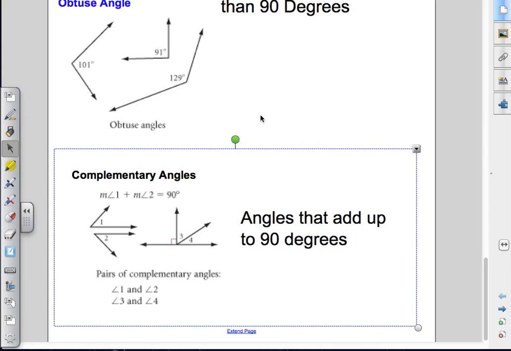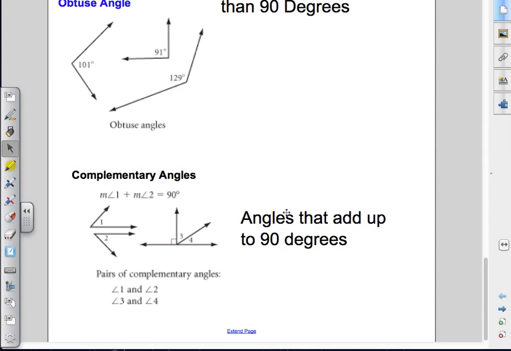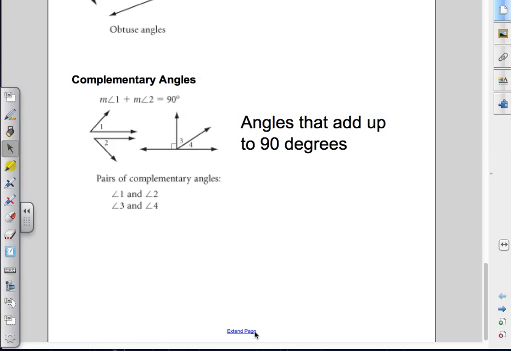The definition of complementary angles: angles that add up to 90 degrees. So if we look here, we have angle 1 and angle 2, and if I add them together, they equal 90 degrees. Notice that the angles don't have to be together. They don't have to be adjacent. They're just two angles that add up to 90 degrees.